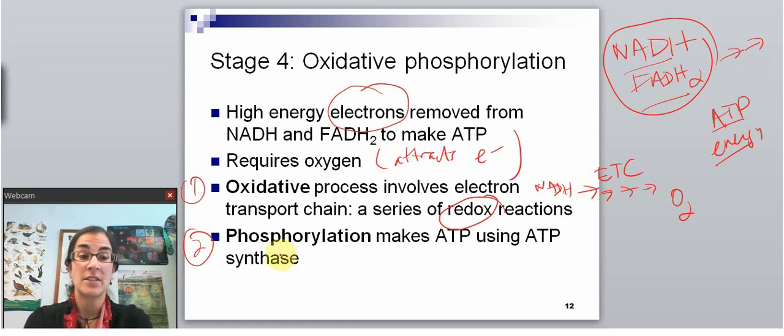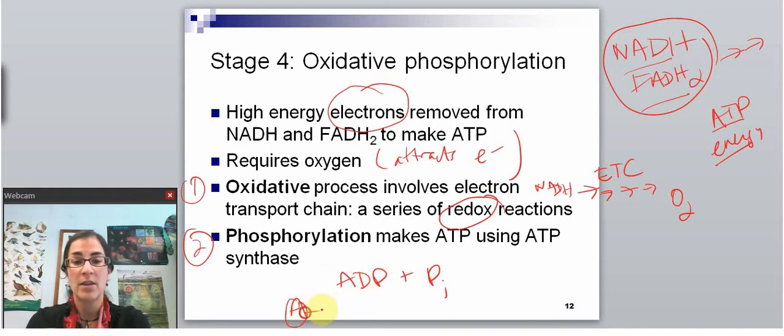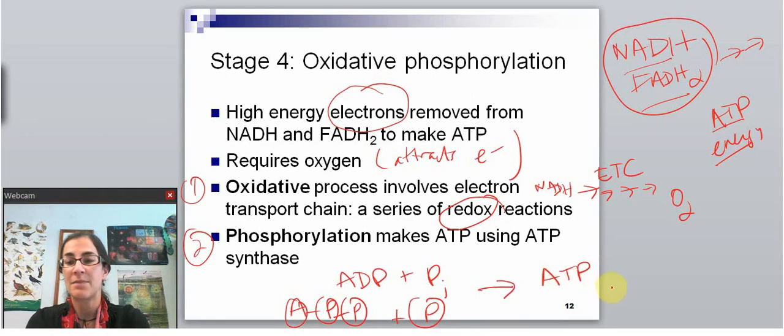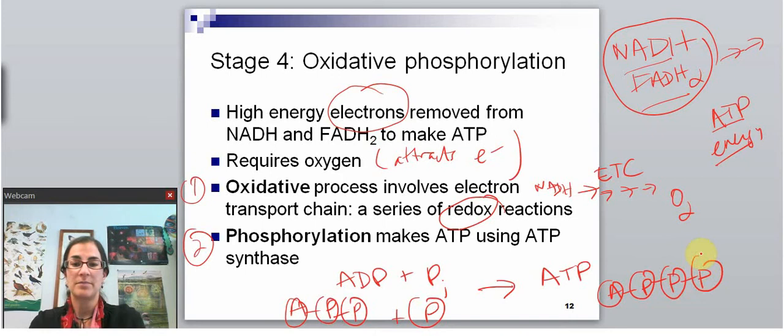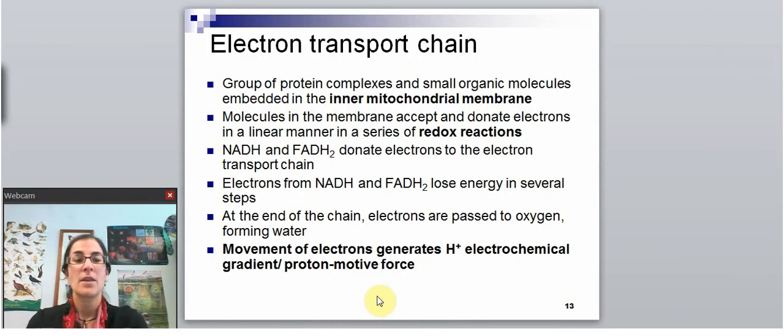The second part of it is phosphorylation, and hopefully you remember that this is a phosphorylation reaction, taking adenosine diphosphate, so the A plus just two phosphates, and adding it to a free phosphate. And that is what creates ATP, which is the adenosine with three phosphates on it. And so this is going to involve an enzyme called ATP synthase. That means enzyme that synthesizes ATP.